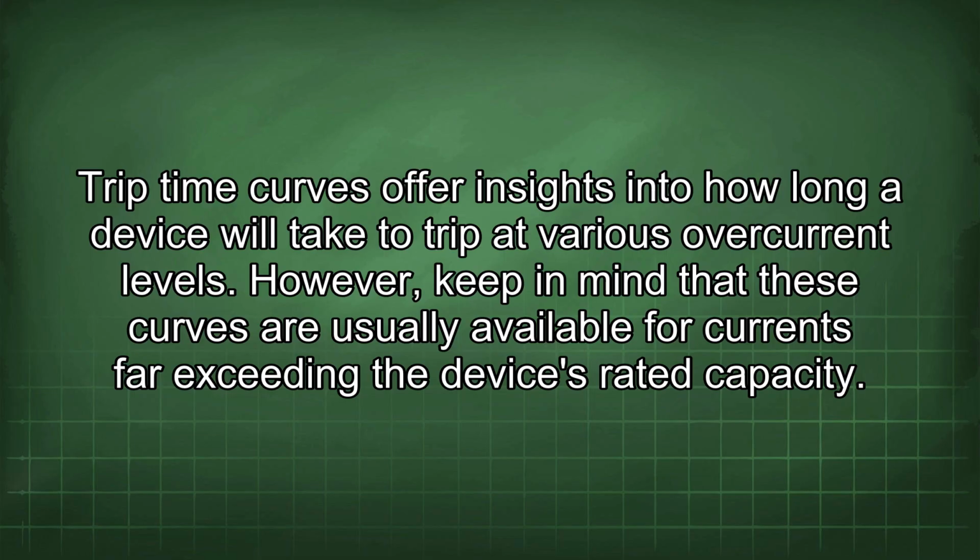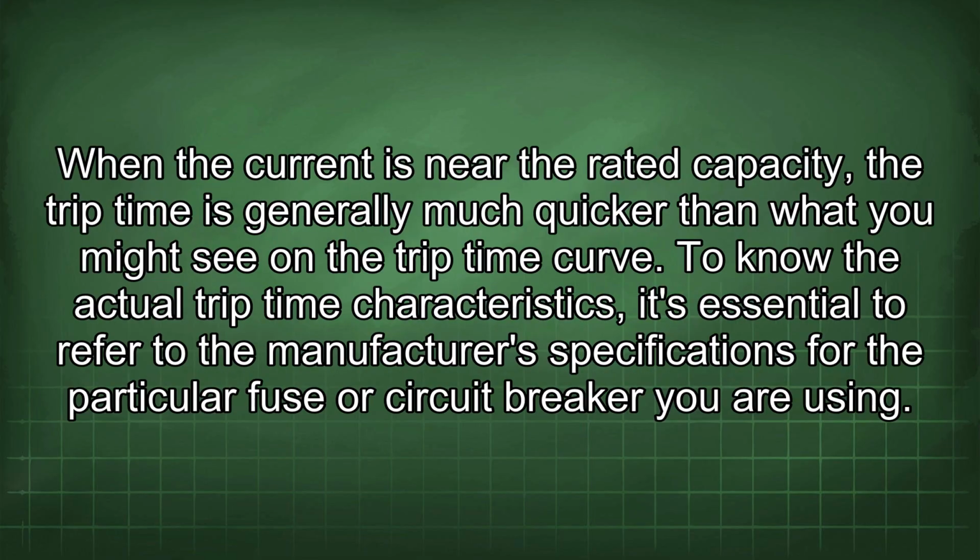Trip time curves offer insights into how long a device will take to trip at various overcurrent levels. However, keep in mind that these curves are usually available for current far exceeding the device's rated capacity. When the current is near the rated capacity, the trip time is generally much quicker than what you might see on the trip time curve. To know the actual trip time characteristics, it's essential to refer to the manufacturer's specifications for the particular fuse or circuit breaker you are using.